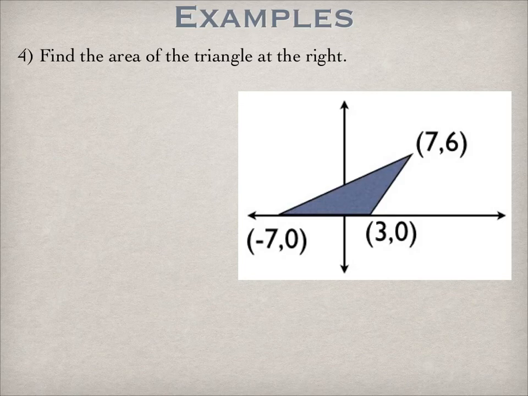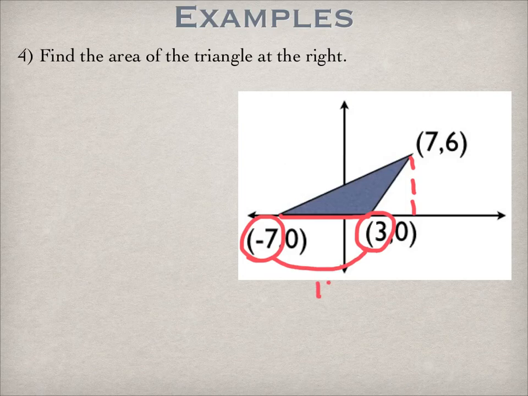Last one, area of this triangle. Okay, so length of my base is going to be this side here, and then my height is going to be straight up and down here. So length of my base, that's along the x-axis. So I'm looking at my x-coordinates, that's -7 up to +3. The distance between -7 and 3 is 10 units.